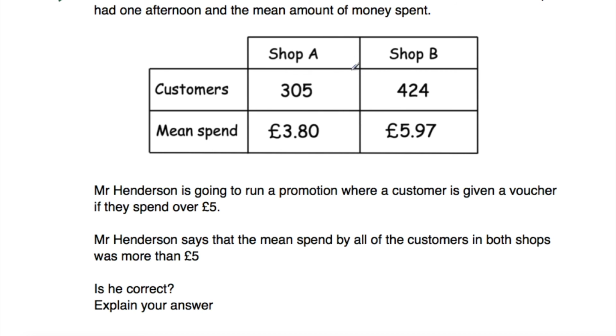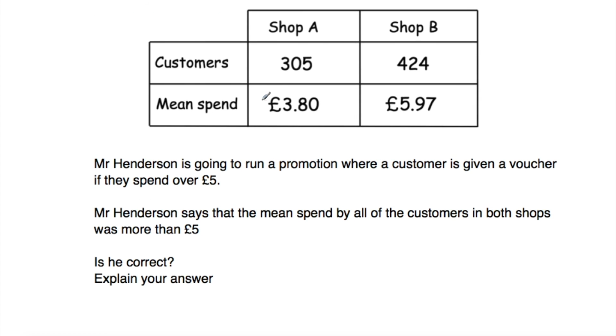Okay, so to do that, what we're going to do is work out how much money was spent in shop A. We're going to work out how much money was spent in shop B. We can then add those up to see how much money was spent in total in both shops, and then divide it by the total number of customers in those shops, and then that'll tell us the combined mean. Okay, so let's start off with shop A.